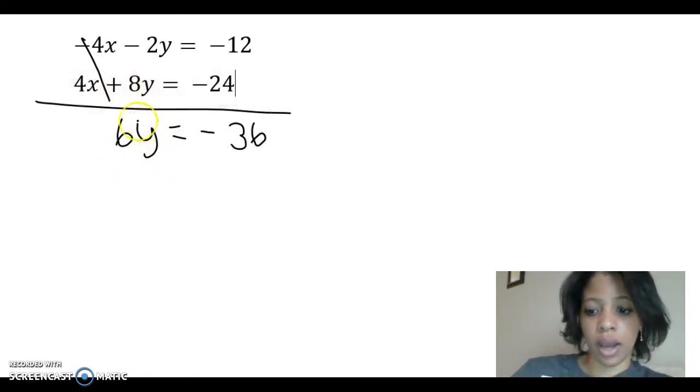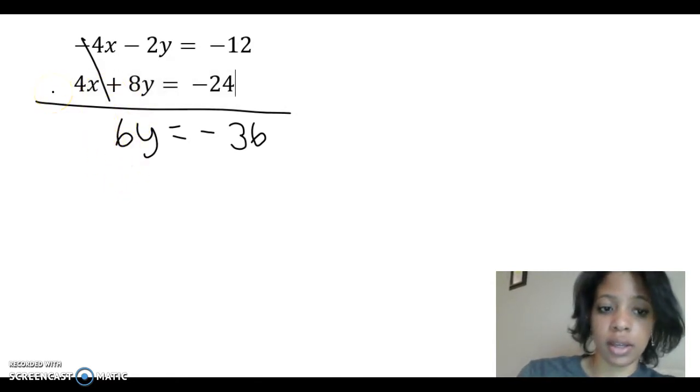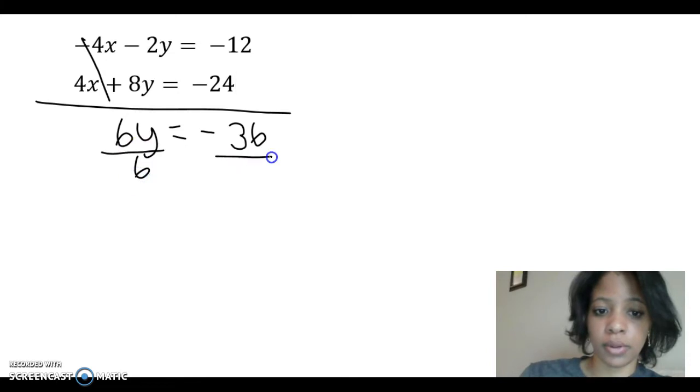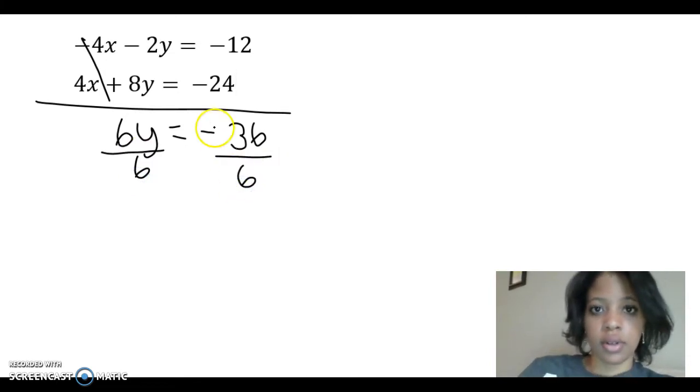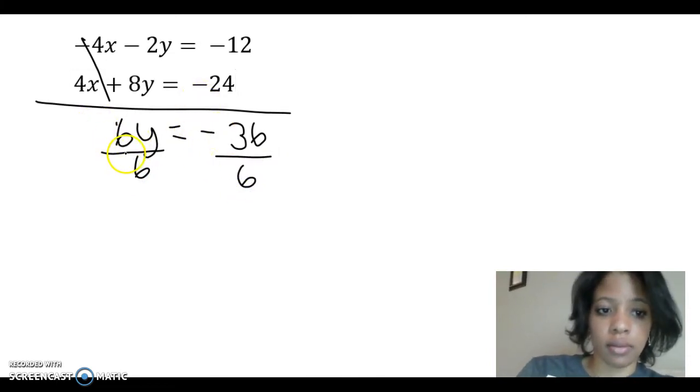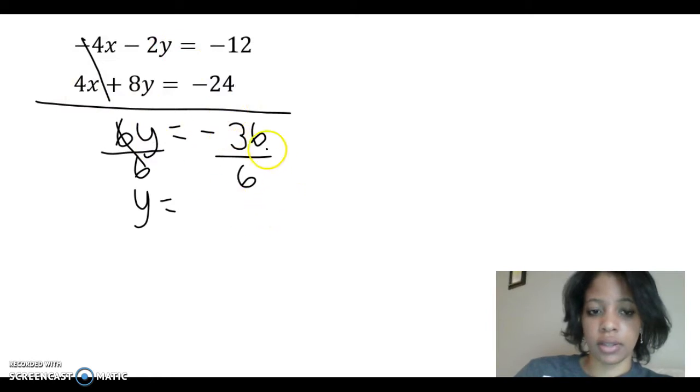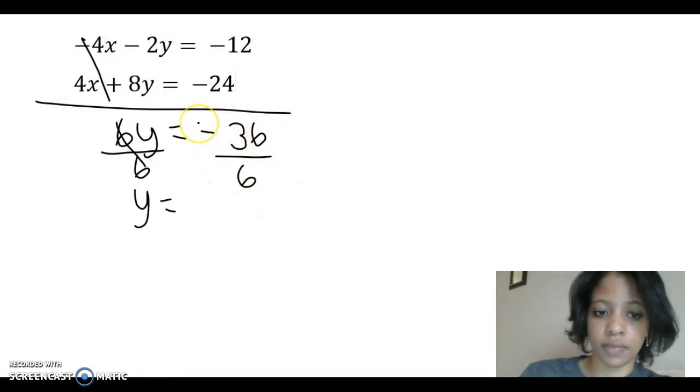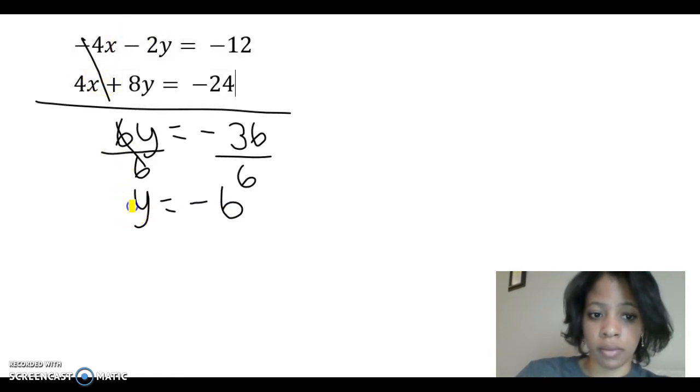So now I'm solving for y. So the last thing I need to do in order to solve for y is to get rid of the 6. I'm going to get rid of the 6 by dividing both sides by 6. So on this side, they cancel out. I have my y left. And on this side, negative 36 divided by 6 is going to be negative 6. So now I have my equation solved for y.